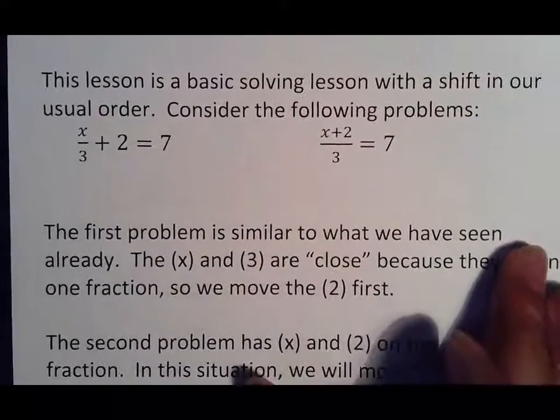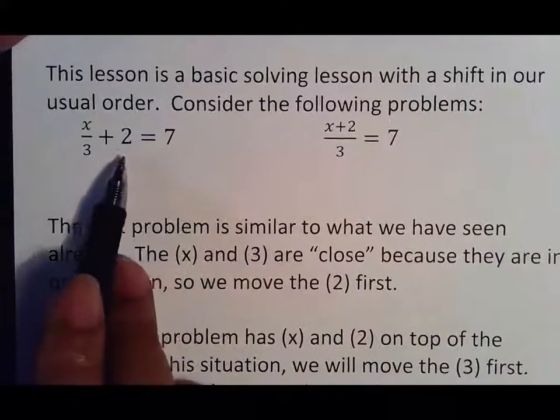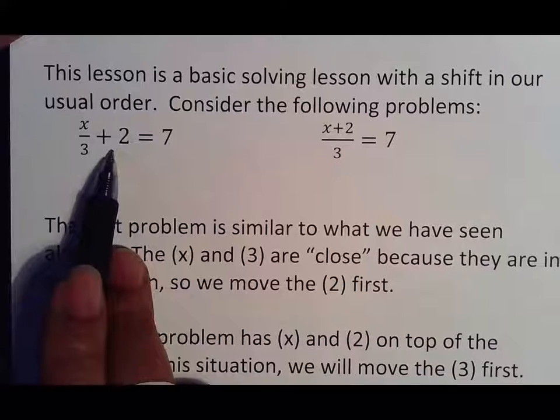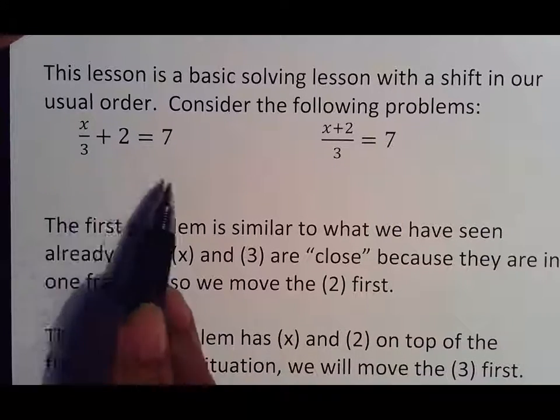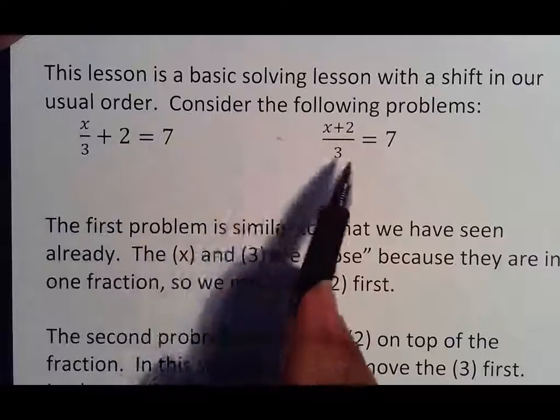The lesson is a basic solving lesson with a shift in our usual order. Consider the 2 following problems. This one we saw before, where we were taught that we get rid of the added number first, so we would get rid of the 2 by subtracting, then multiply by 3. But this is the same numbers, just in a different way.